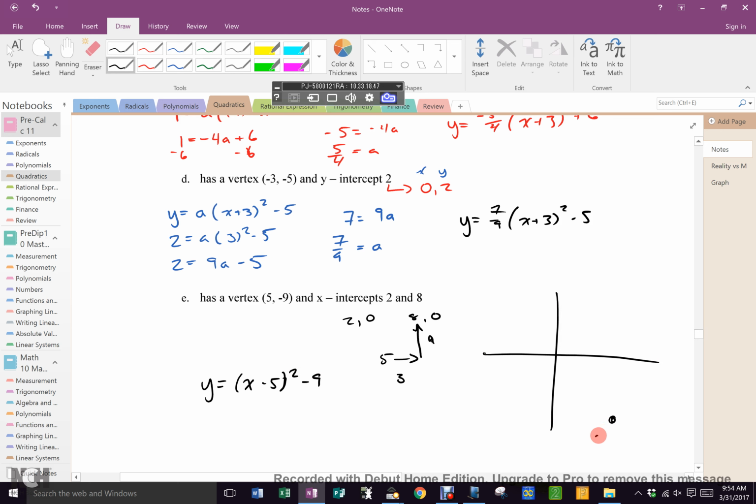Five, negative 9, right? The x-intercepts are 8 and 2. 8, 2. Over 3, up 9. Over 3, up 9. So it's got to be a positive parabola.